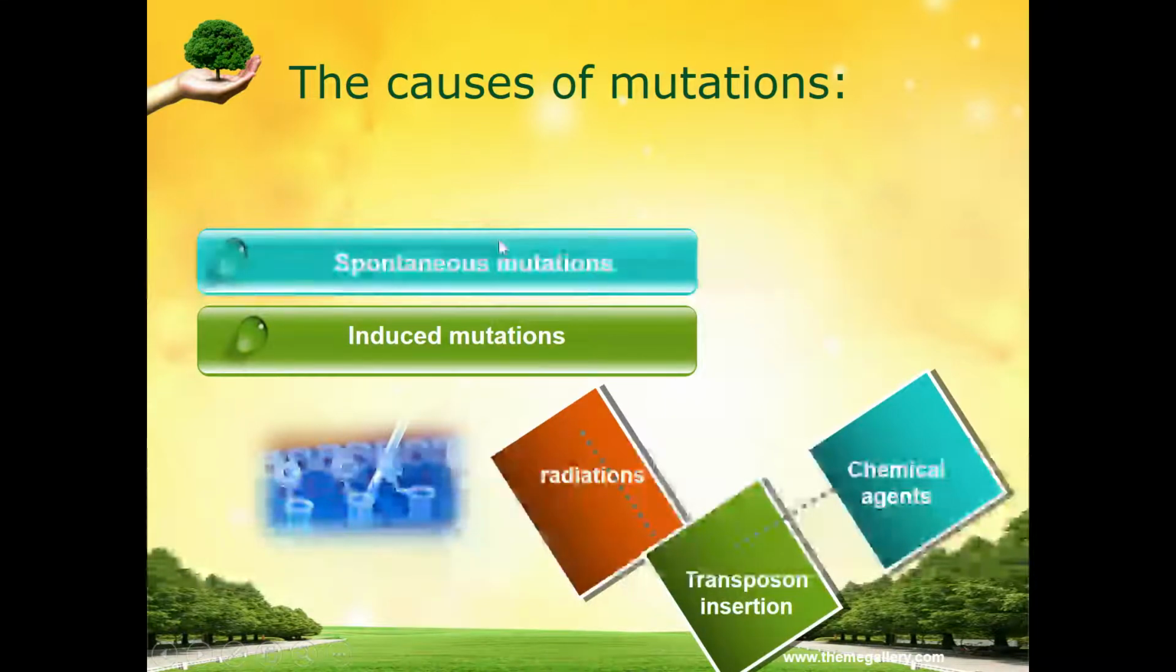The origin is unknown. The mutation that can be artificially induced in living organisms by exposing them to abnormal environments such as radiations, physical conditions, for example temperature, and chemicals, are called induced mutations. The agents which induce artificial mutations are called mutagens or mutagenic agents.